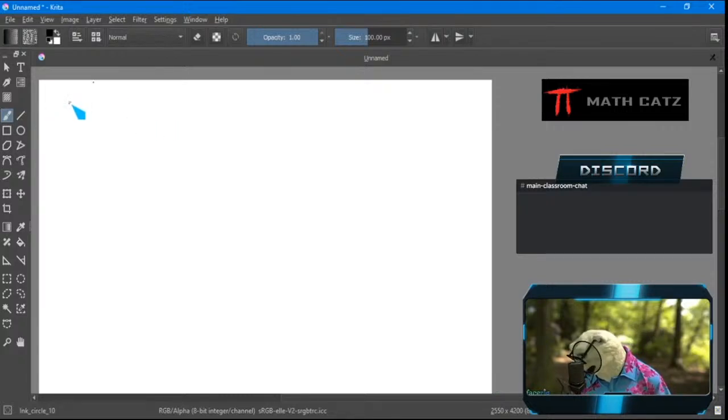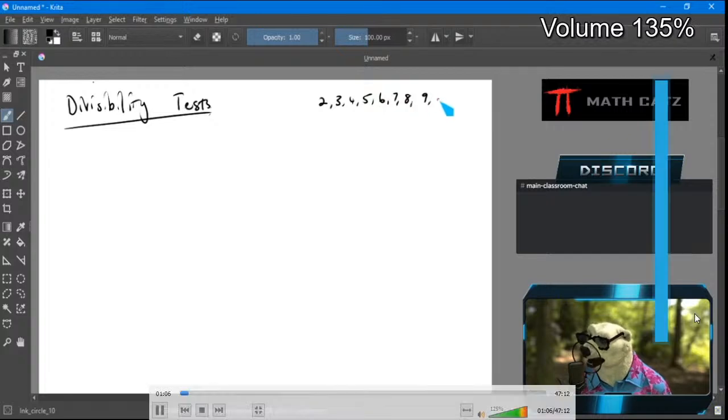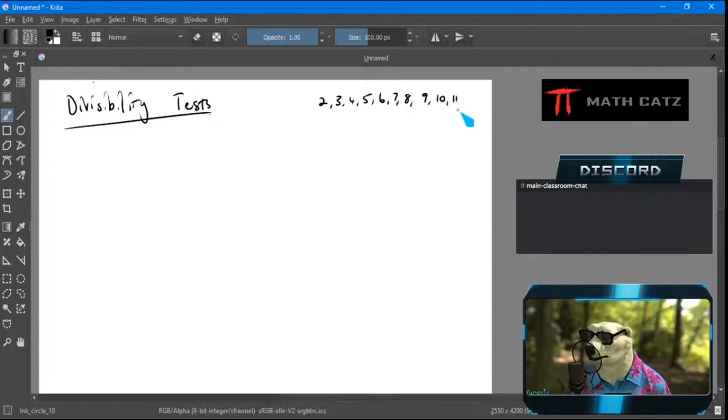So let's write here divisibility test. Whoopsie. Tests is what we are discussing. And overall, we're looking at the tests for 2, 3, 4, 5, 6, 7, 8, 9, 10, and we'll stop at 11.